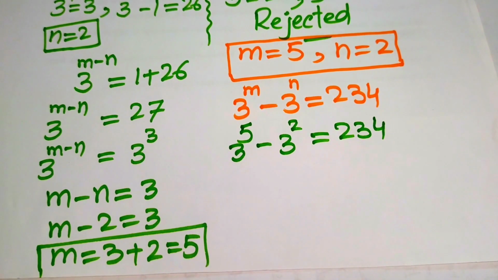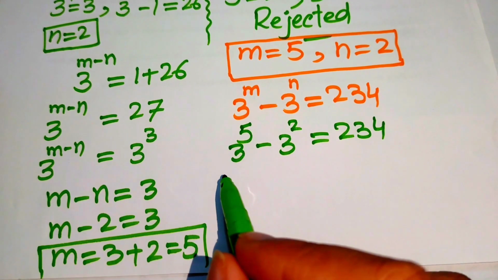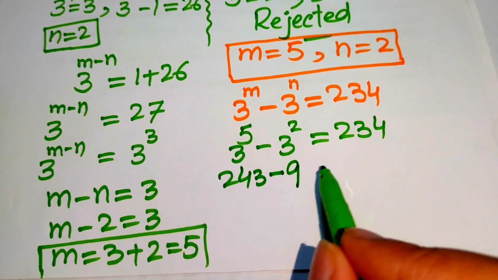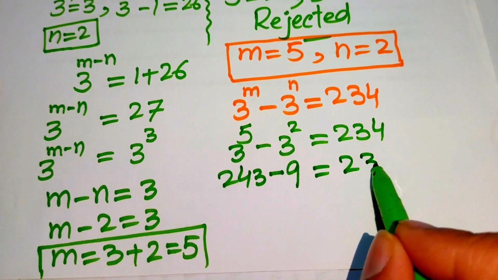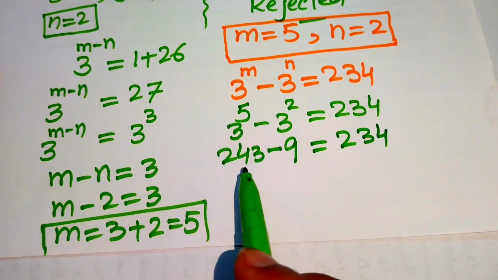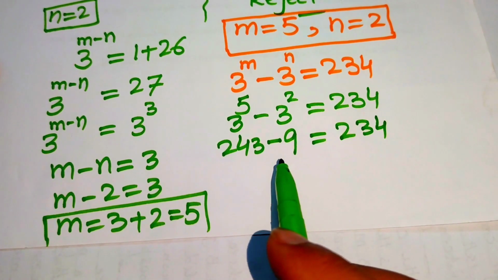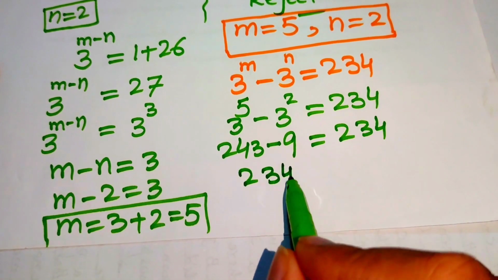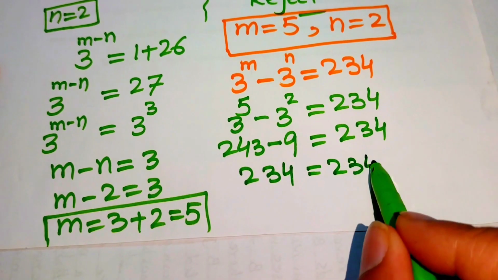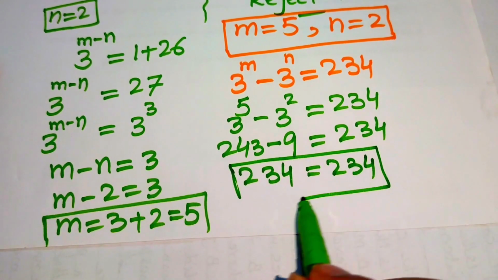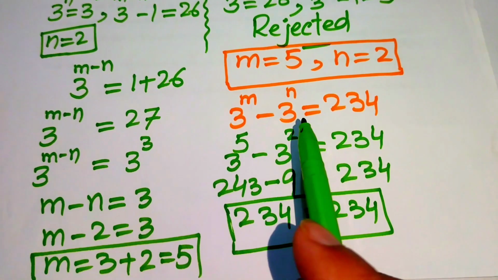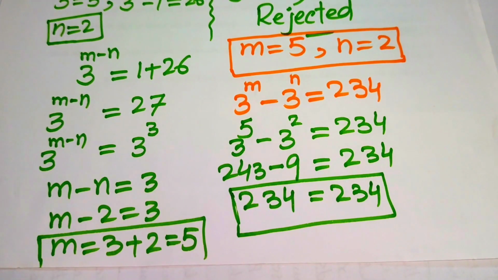And we know that 3 to the power of 5 equals 243, and 3 squared equals 9. And we know that 243 minus 9 equals 234, which equals 234. So this shows that the values of m and n satisfy our given question statement. So these are the final values of m and n, and this is the final answer.